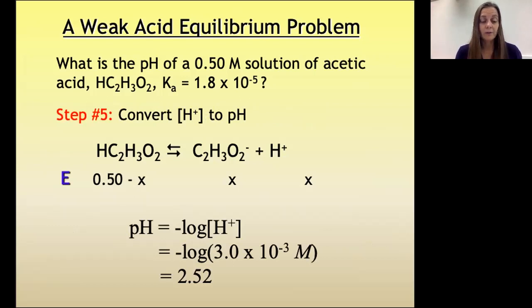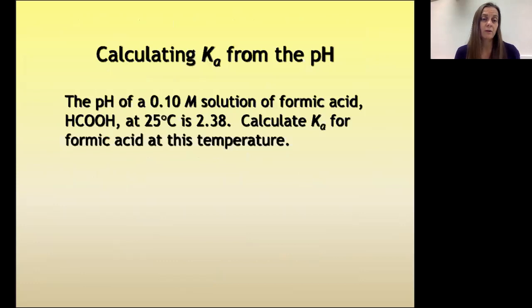Just like all of our equilibrium problems from the last unit, you're going to use that ICE table: initial, change, and equilibrium. With weak acids, we're going to use the simplifying assumption unless we find that it can't be used with that 5% check. Because we can calculate Ka from concentrations, we can actually calculate Ka from the pH of a solution.